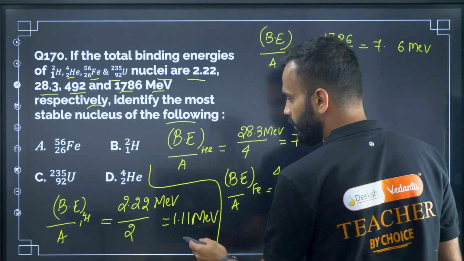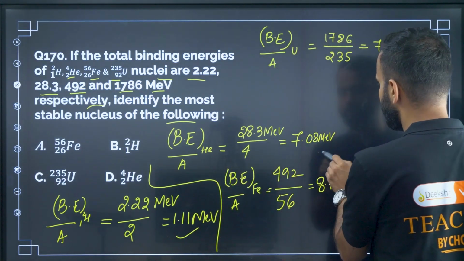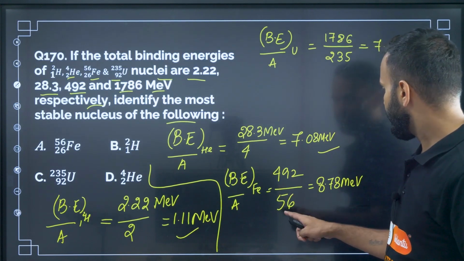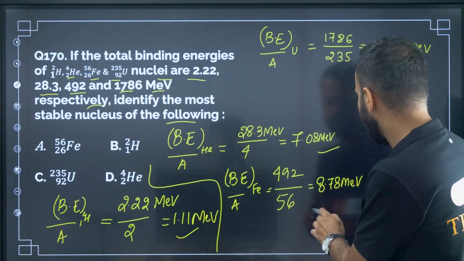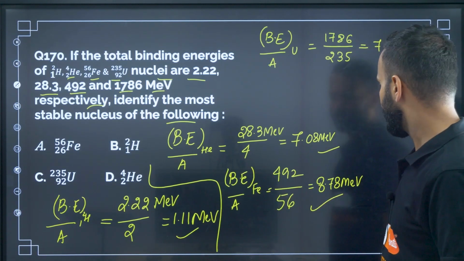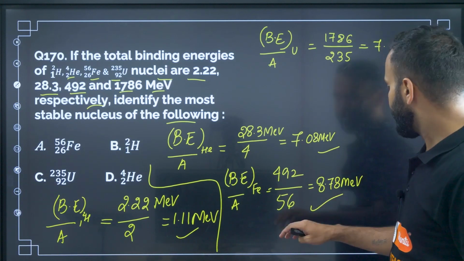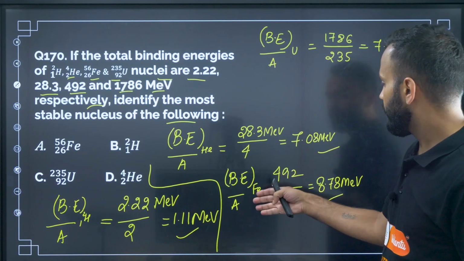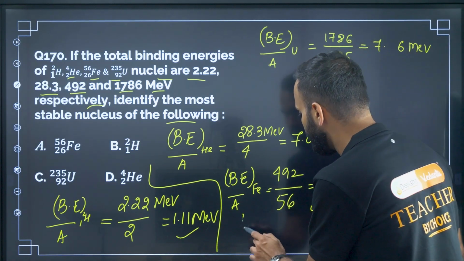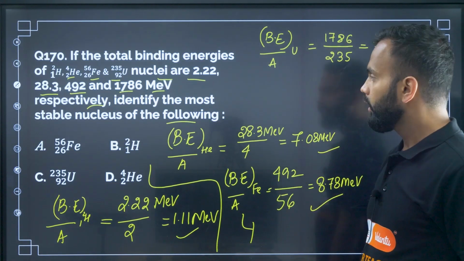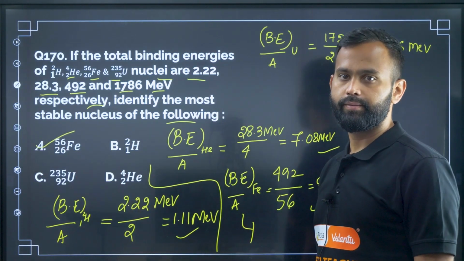Now compare here: for deuterium 1.11, for helium 7.08, and the maximum value is for iron, 8.78 mega electron volt, right? Iron has the maximum binding energy per nucleon value. For uranium it's 7.6. So iron has the maximum value of binding energy per nucleon, therefore iron is the most stable nucleus. So option A is the correct answer.